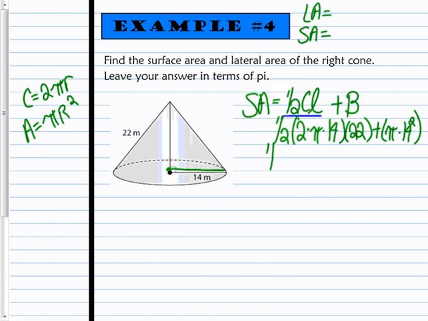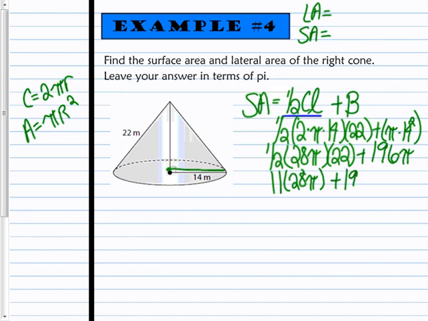So 1/2 times 28 pi times 22. I combine 2 and 14, plus 196 pi. 1/2 of 22 is 11. So 11 times 28 pi plus 196 pi. And then 11 times 28 is 308 pi plus 196 pi. Well, before I combine, let me pull out my lateral area.